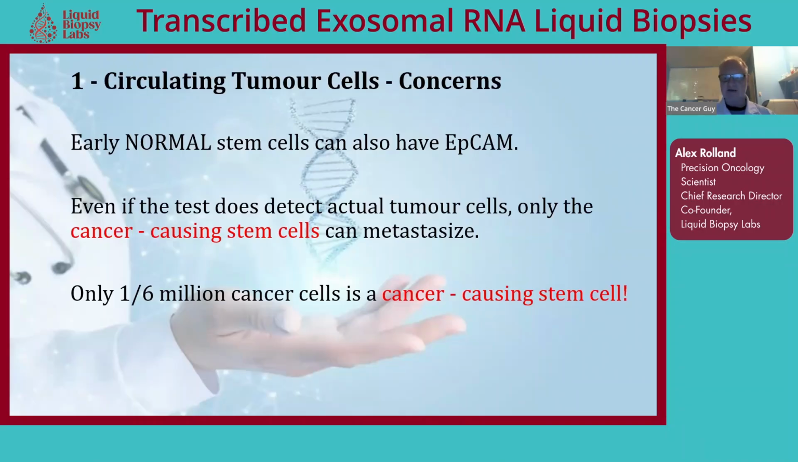And we know that because when they first started using animal models, they found that they had to take a tumor that had at least 6 million cells in order for it to grow and suppress the immune system. So that tells us that really only the stem cells that cause the cancer are able to metastasize and grow and spread. And the bulk of the tumor cells in a tumor will actually just die off. So cancer-causing stem cells are about 1 in 6 million cancer cells.